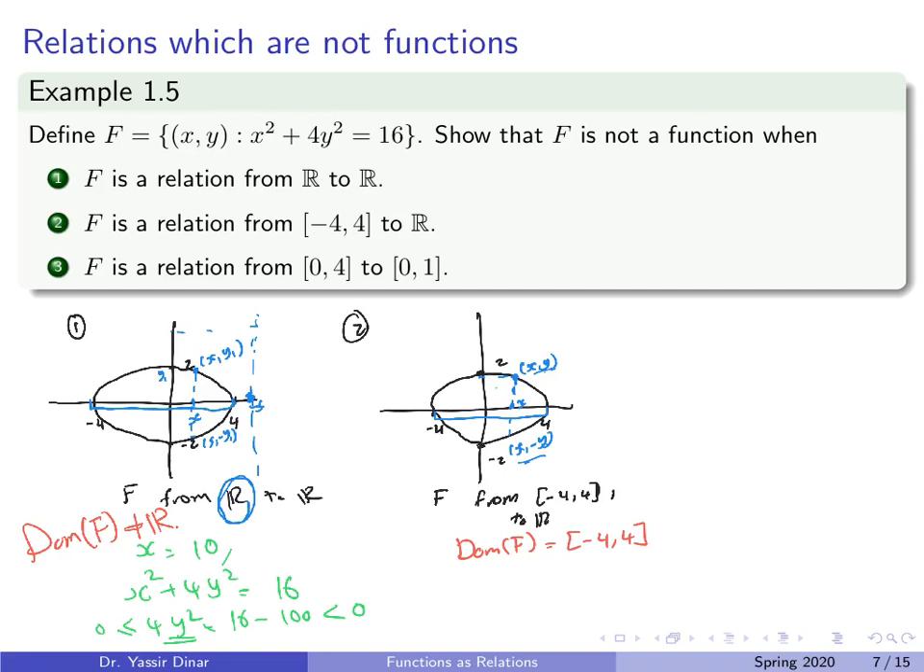So I can give a counterexample. The simplest counterexample is that (0, 2) and (0, -2) are in the relation f, but 2 doesn't equal -2. That means it is not a function because it doesn't satisfy the second condition.